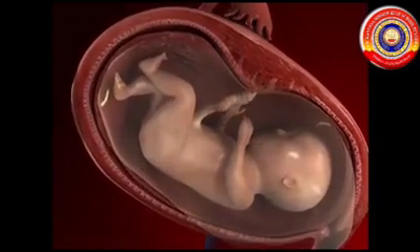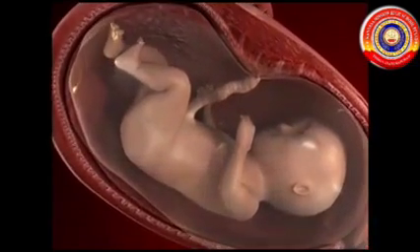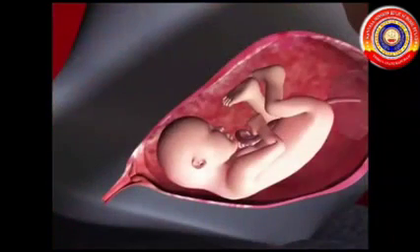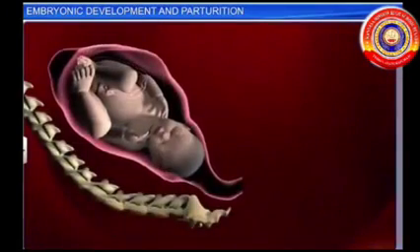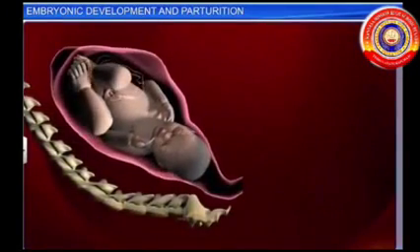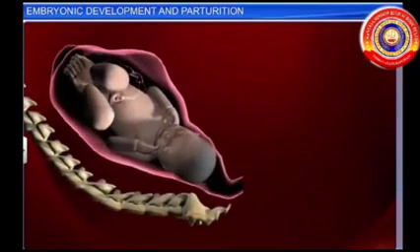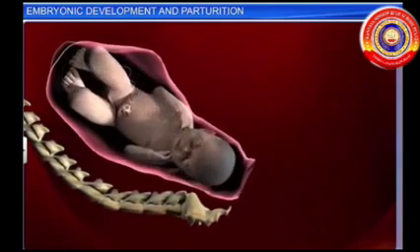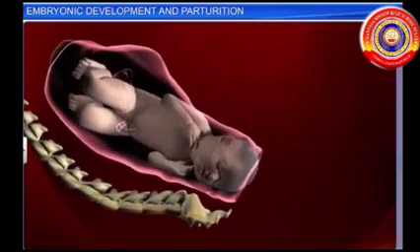Next, let's look at parturition. The gestation period of human beings is about 270 to 280 days. During this period, the fetus completes its growth through gradual changes and the fully grown baby comes out through the vagina. This process is called parturition.